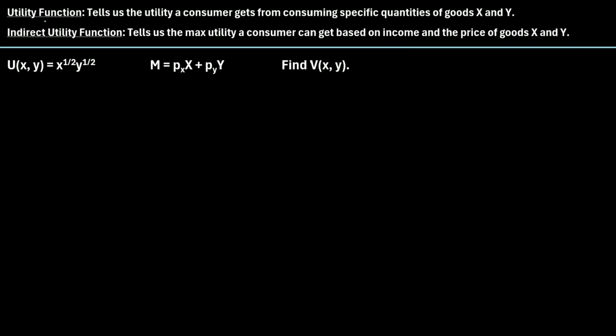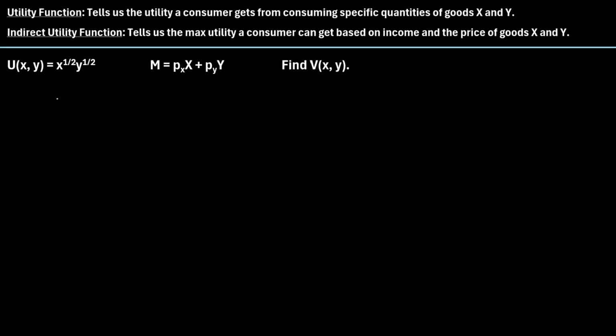So with a utility function, we get to directly know the utility based on the quantities consumed of goods X and Y. But in indirect utility, it still tells us something about the utility, but it does so based on income and the price of goods X and Y.